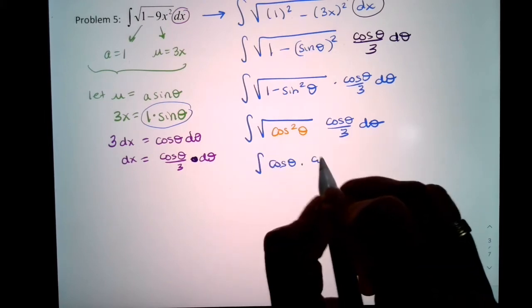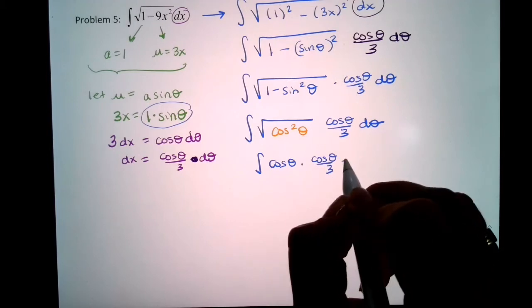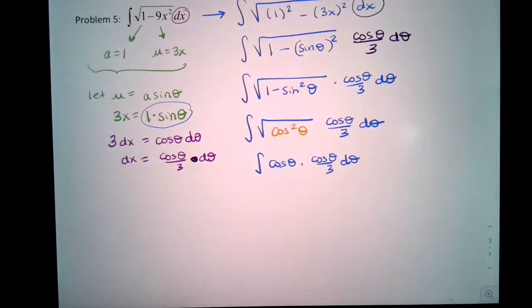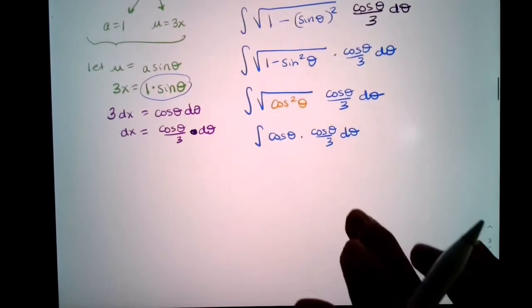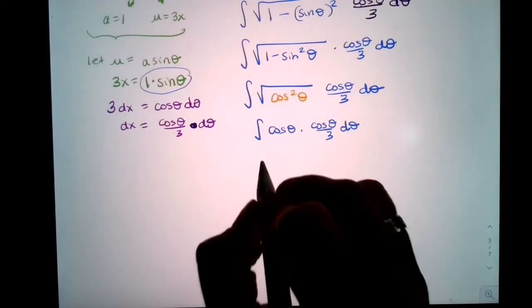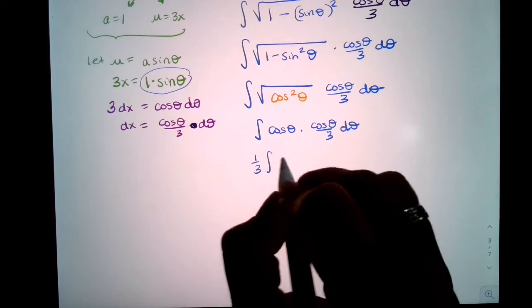Now, I keep carrying through this cosine divided by 3 because I just don't know what to do with that yet. But let's regroup and look at what I actually have. My integral has now become this.